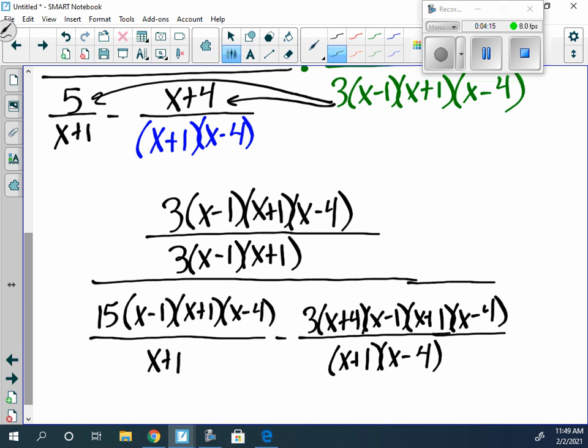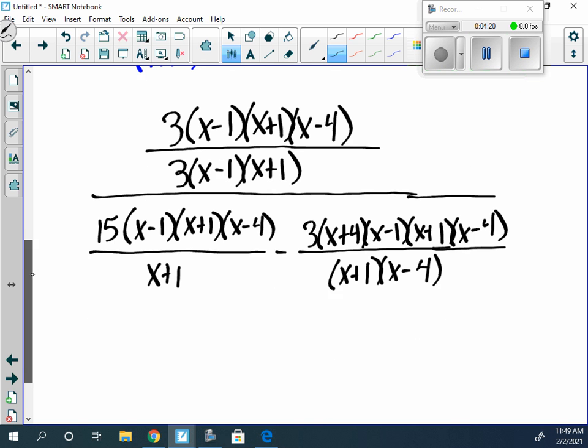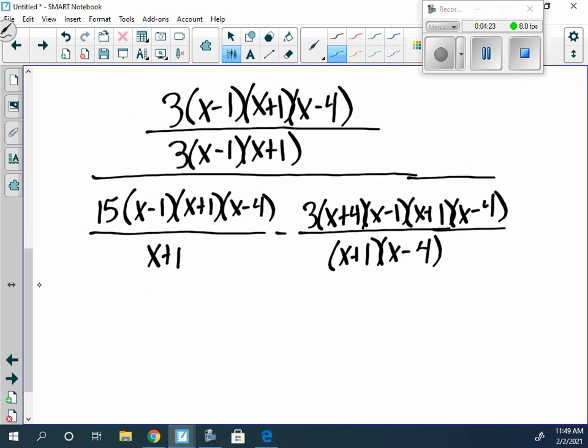So we have a whole lot of stuff here. But it's going to get a little bit simpler, because most of these get a little bit more complex and then get simpler once we actually start doing them. Now on top, the 3 and 3 will cancel. The x minus 1 and x minus 1 will cancel. The x plus 1 and the x plus 1 will cancel. In the denominator here, these x plus 1s will cancel. X plus 1, x plus 1, x minus 4, x minus 4.